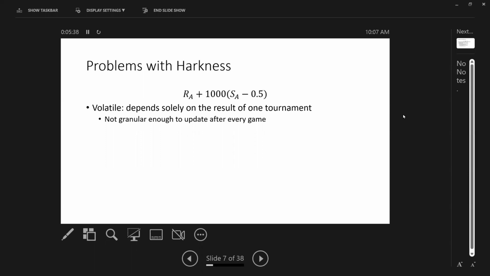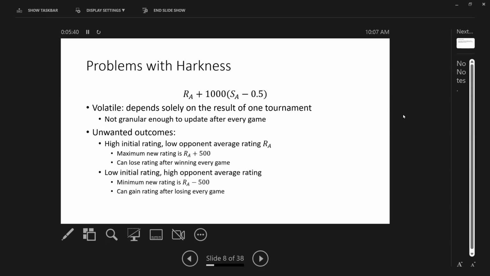There's another problem that is arguably a bit more concerning. There are these super counterintuitive outcomes where you could, say, lose every game in the tournament and gain rating points compared to your previous rating, which on a common sense level should not be possible. And here's how it could happen. Imagine that you had a really high initial rating previous to the tournament. And then you come into this tournament and all of the opponents are much, much lower rated than you are.